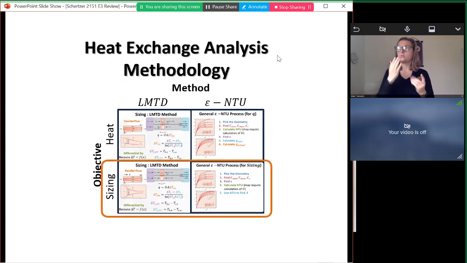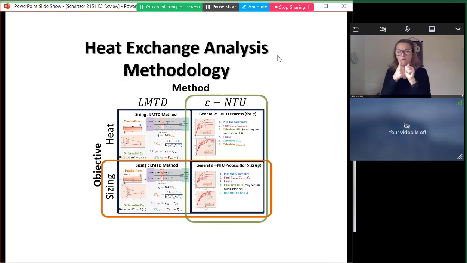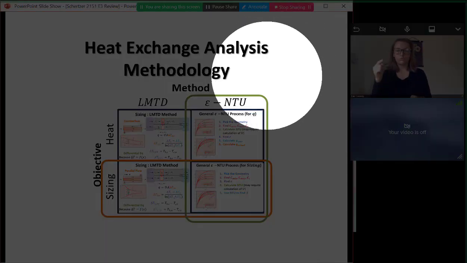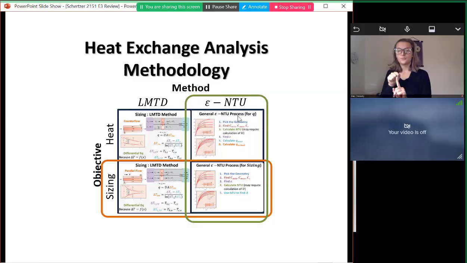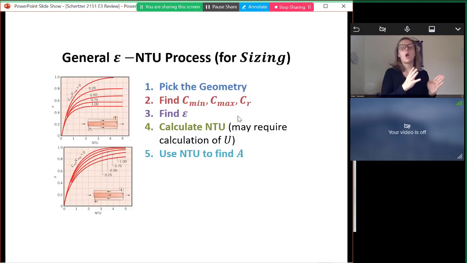So here our objective is sizing. And the method we're going to use, because this is a shell and tube heat exchanger with a tube bundle, and not just a counterflow or parallel flow heat exchanger, is the effectiveness-NTU process. I'm going to use this flowchart instead of this one, although they're close enough. So hopefully, if you started doing the wrong process here, you could easily see, oh, I don't know NTU, so I must have to find effectiveness first.